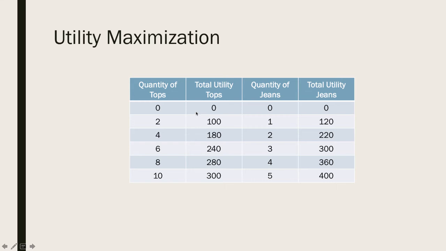Now we'll notice that my total utility is increasing as I buy additional tops. Same with jeans. As I consume additional numbers of jeans, my total utility is rising. Now, these total utility numbers are different for every individual, and they have to be given to you. So what we're going to do is use these numbers to then map out how much total utility I can gain from consuming tops and jeans.